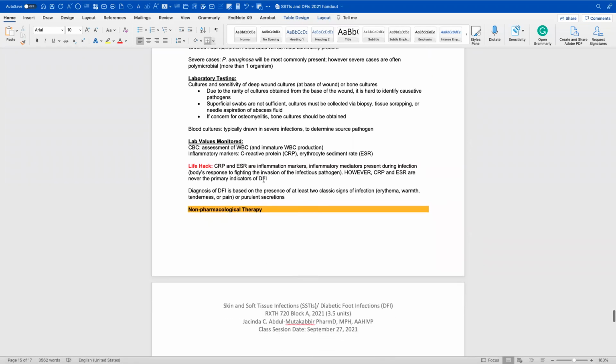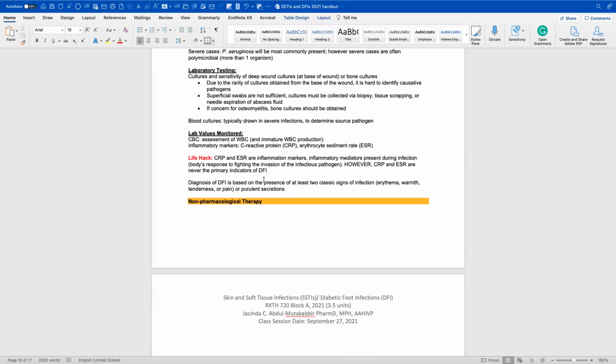So laboratory testing: cultures and susceptibility of the deep wound cultures. So at the base of the wound, or bone cultures will be taken, especially in the event that it turns into an osteomyelitis type of presentation.